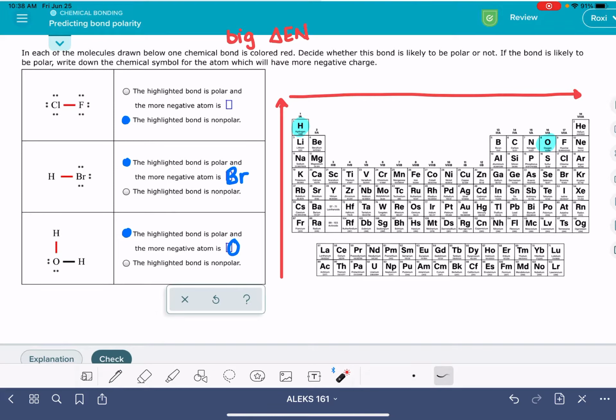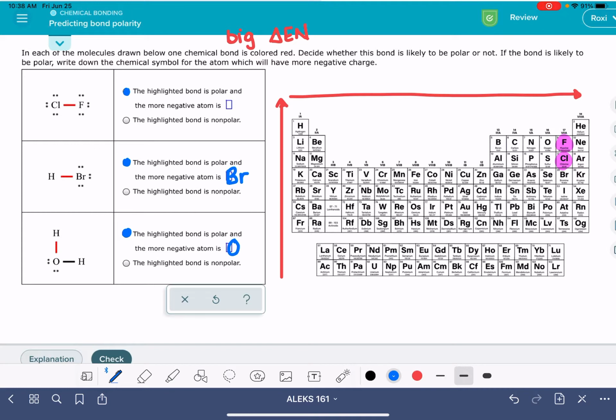Now, this problem is going to be kind of sneaky because some of these predictions are not going to give you great results. They are just predictions. And so if we go back to this fluorine-chlorine thing, this bond, even though these elements are side by side on the periodic table, it's actually a polar bond. It's not a nonpolar bond.